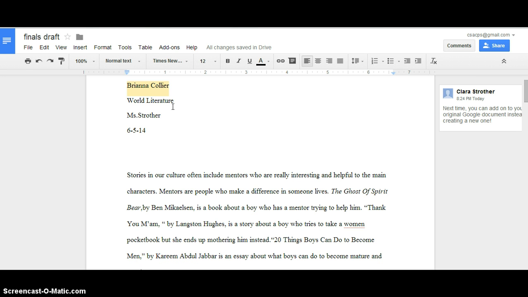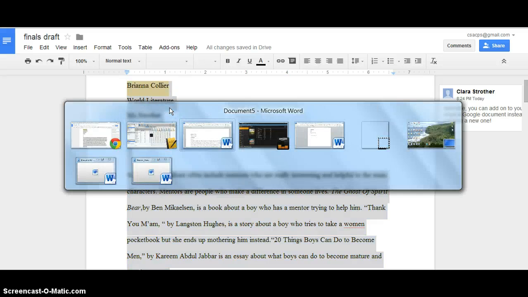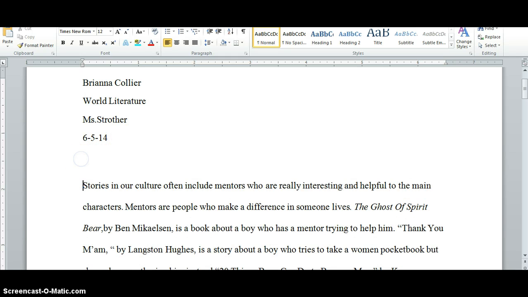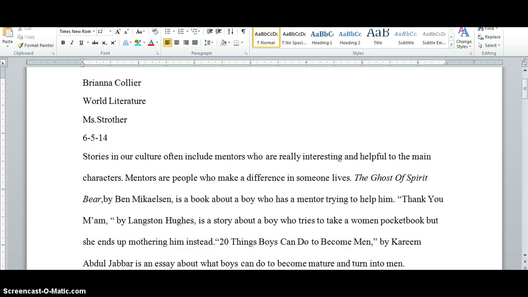The first thing I did was take your essay draft and copy it straight from Google Drive into a Word document so that I could play with it and it wouldn't affect your formatting or any of the changes that you really need to make on your own.